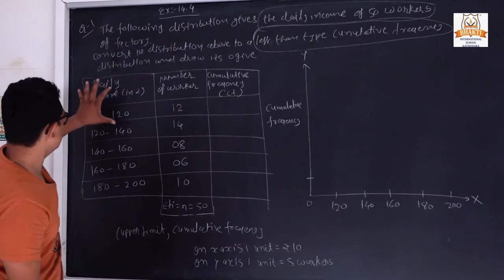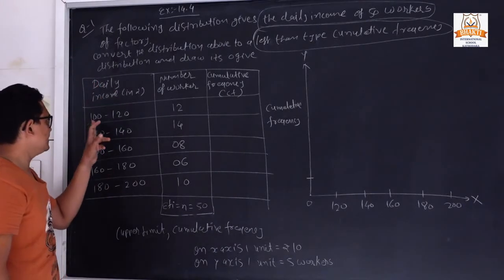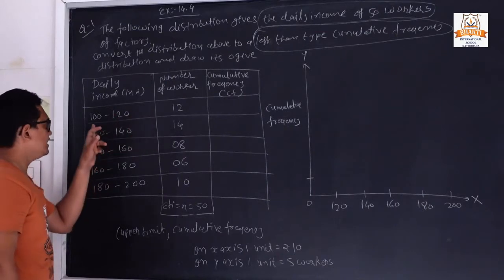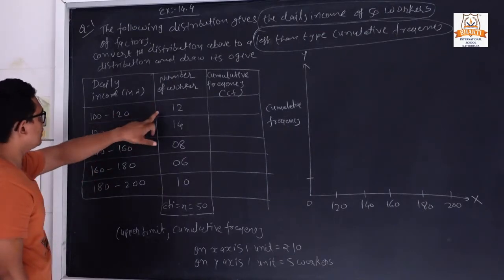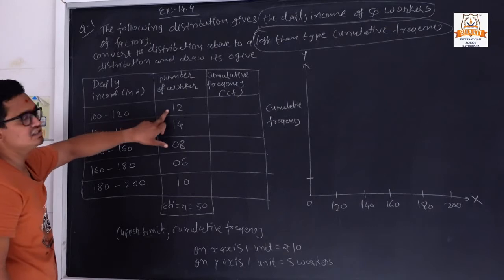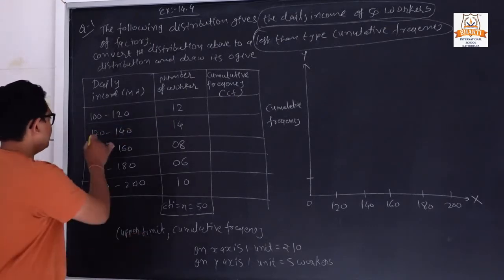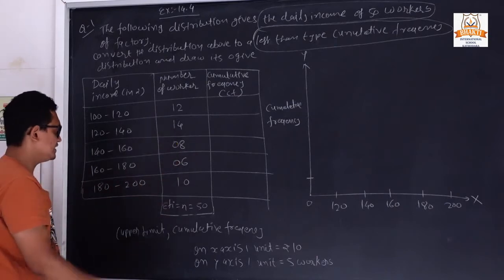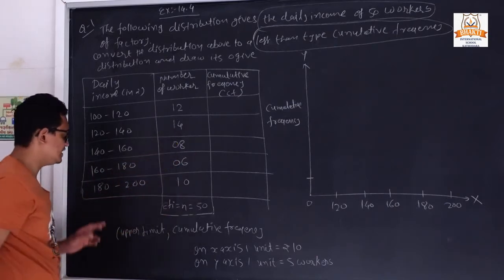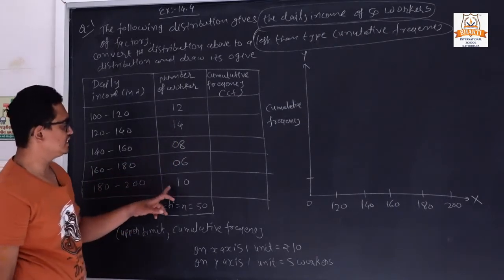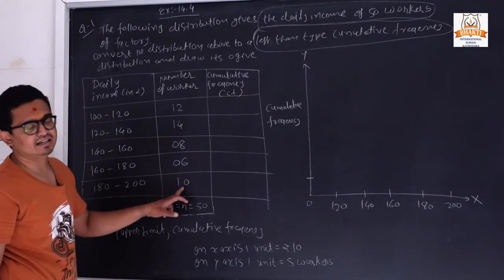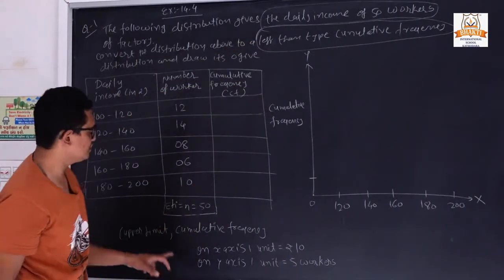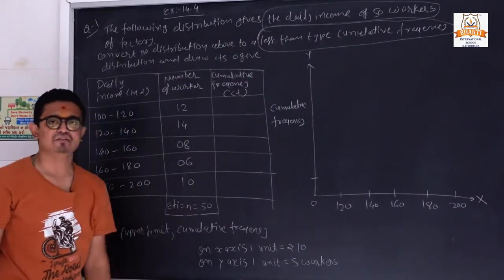First of all, the daily income of workers is 100 rupees to 120 rupees. How many workers earn 100 to 120? It is 12. Then 120 to 140, 14 workers. 140 to 160, it is 8. 160 to 180, it is 6. And 180 to 200, the number of workers is 10. The total number of workers given is 50, so the sum of all is 50.